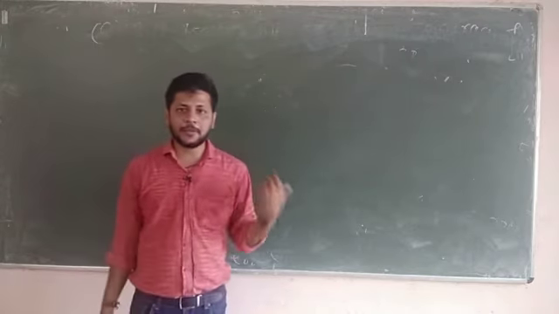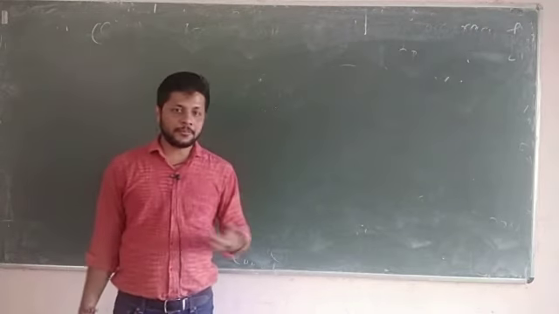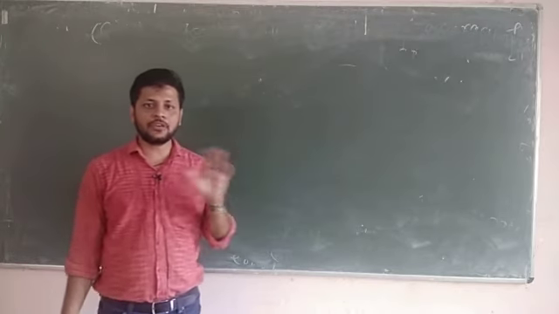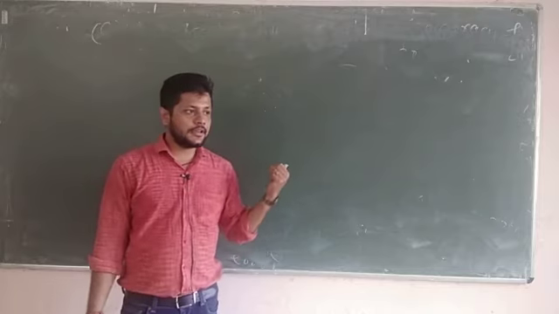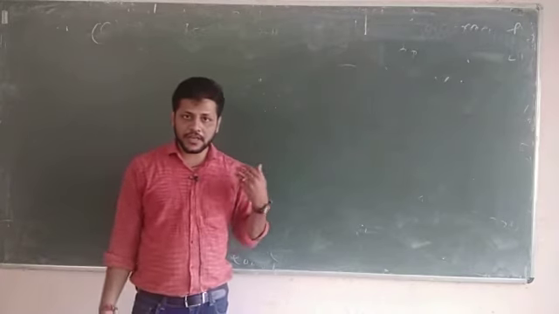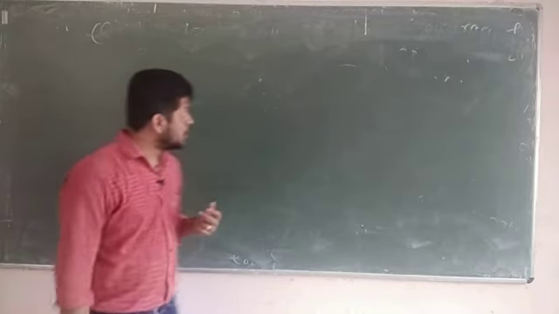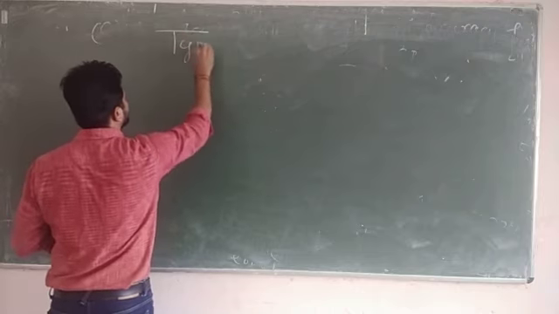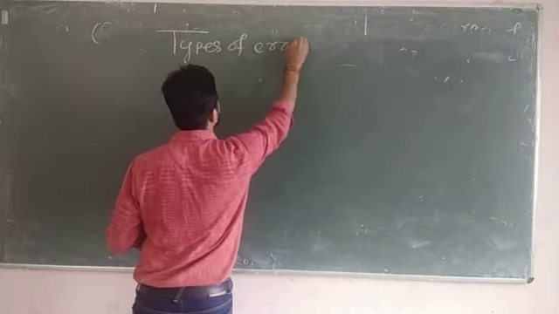Second, I have explained error, and in that I have discussed absolute error. What is its significance? Absolute error is always constant throughout the measurement. Then I talked about relative error, then percentage error, and I solved 2 problems on that. So now it's time to learn types of error.